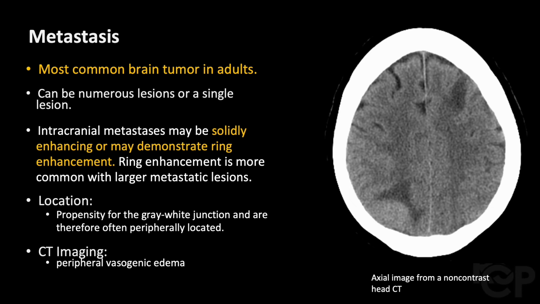Lastly, we will be discussing metastasis. The reason it's so important to talk about metastasis is because it's actually the most common brain tumor in adults. There can be numerous lesions or a single lesion, and they may solidly enhance or may demonstrate ring enhancement, although the ring enhancement is more common with larger metastatic lesions. They have a propensity for the gray-white junction and are therefore often peripherally located, but you can see them anywhere throughout the brain. On the right, we have an axial image from a non-contrast head CT, and you can see the peripheral vasogenic edema caused by the metastasis.